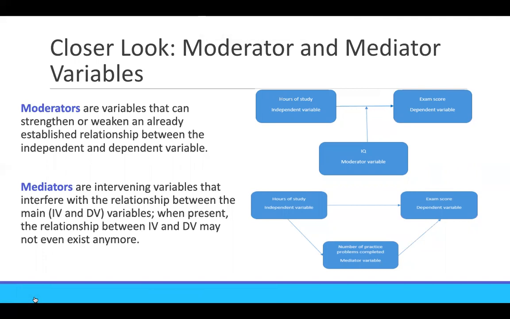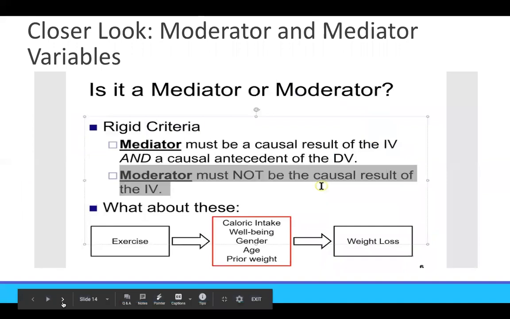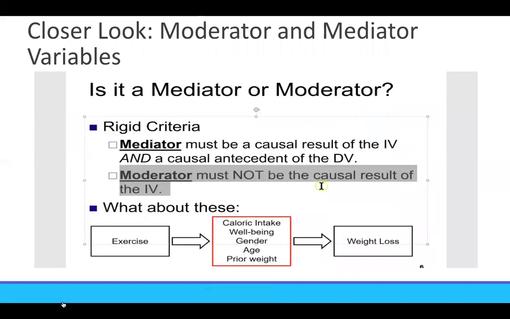IQ doesn't result from hours of study, right? IQ tests are given at all stages of our life, and usually the idea is you can't study for them. So that is one way you can distinguish between mediators and moderators. And if you use that rigid criteria, consider the relationship between exercise and weight loss.